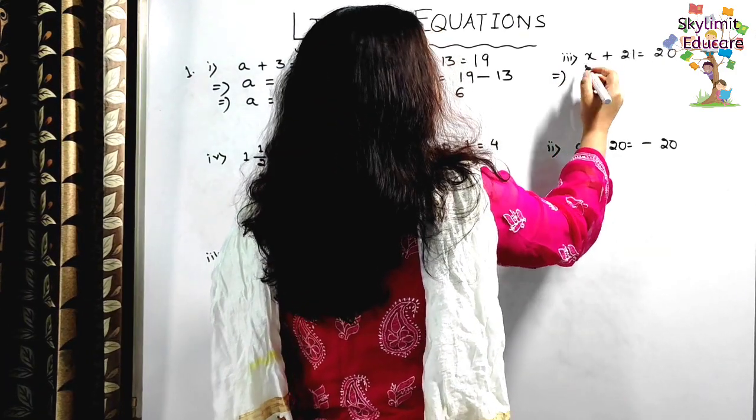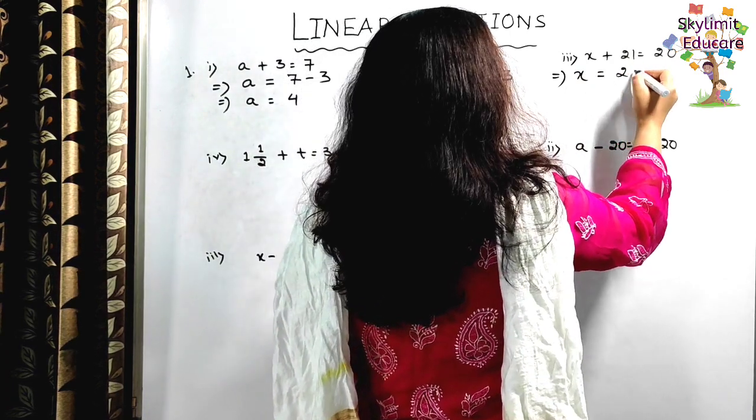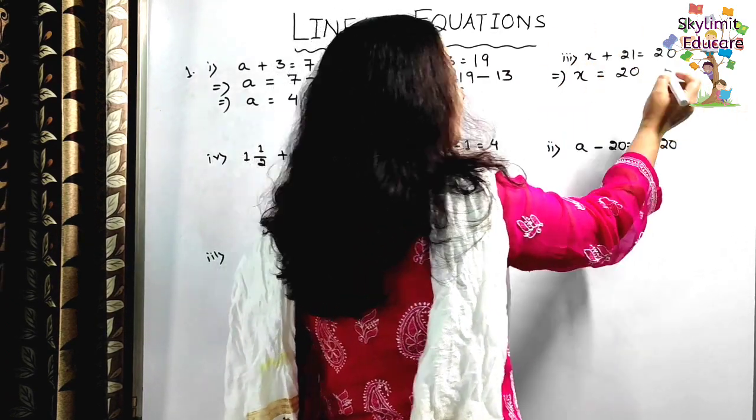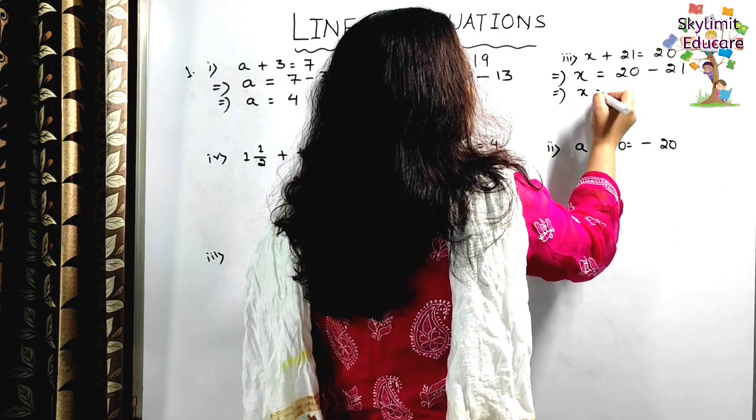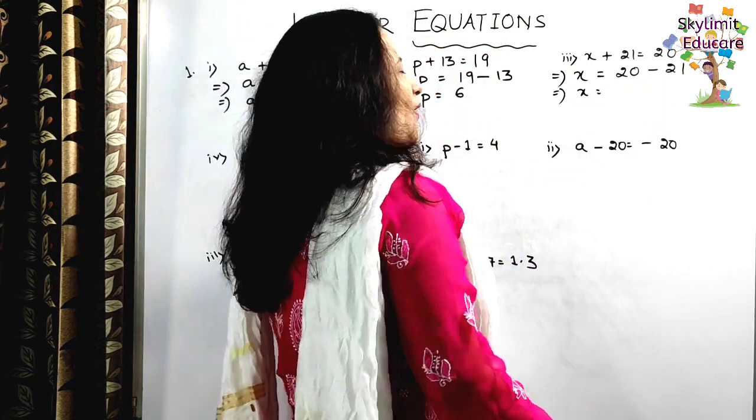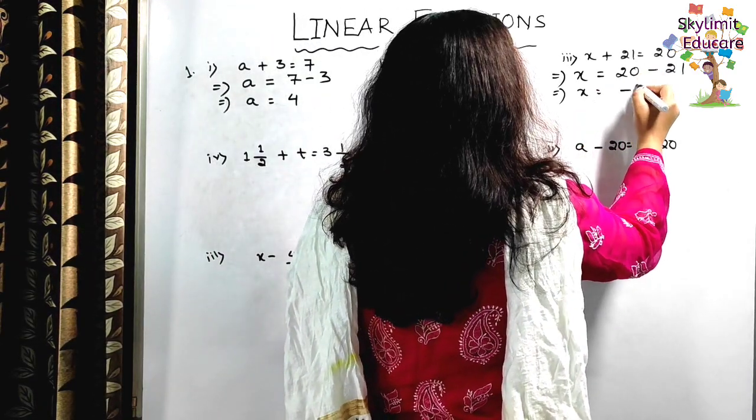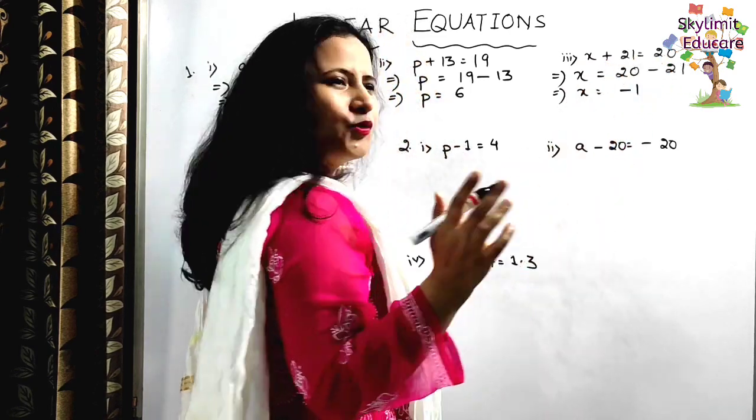Now next question. So what is the value of x here? How will you find out? x is equal to, what is there on the right hand side? 20 is there. I will be writing 20 here. Now I will shift plus 21 to the right hand side. It becomes what? Minus 21. Right? So x will be equal to 20 minus 21. Now again you have integers here. There is no negative number. So 20 minus 21 will give us how much? Minus 1. You can check your answer. Minus 1 plus 21 will give us 20.